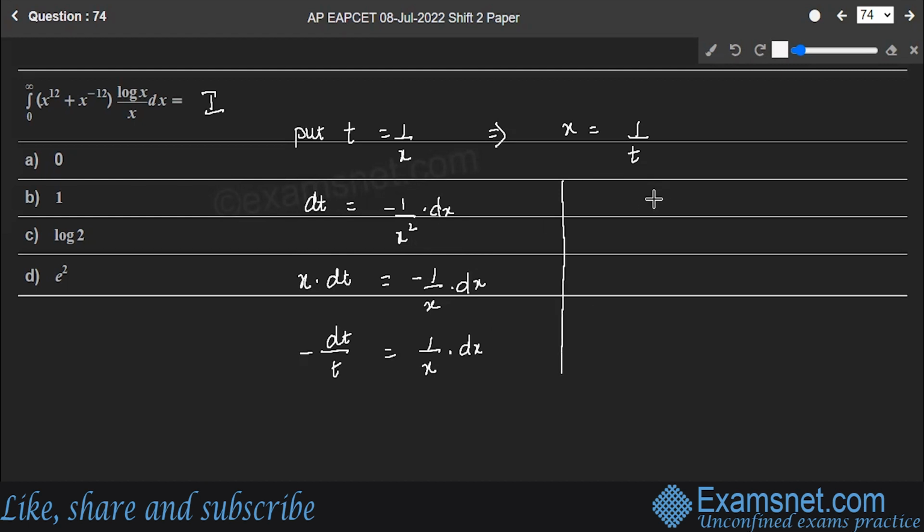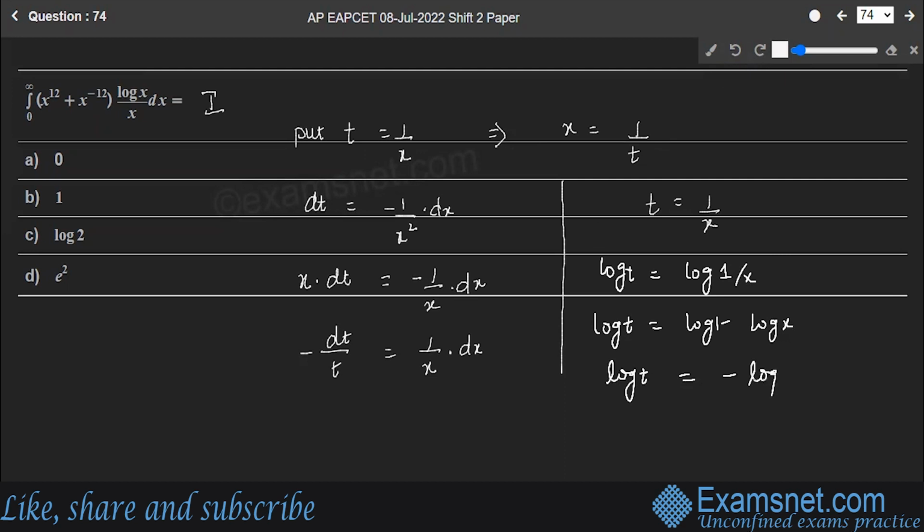One more thing I would like to clarify. If I'm putting t is equal to 1 by x, let's take the log on both sides. Why I'm doing this thing right now? Because in the question when we'll be solving, we'll be using this concept. Log x we have to convert into log t. Okay, so log t will be equal to log 1 by x, which is equal to log 1 minus log x, which is log t is equal to minus log x. Hope this is clear.